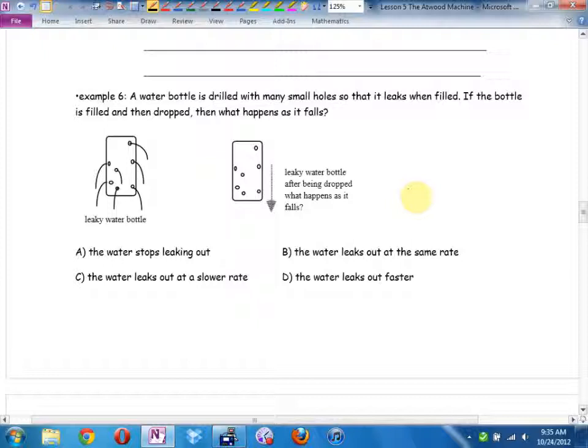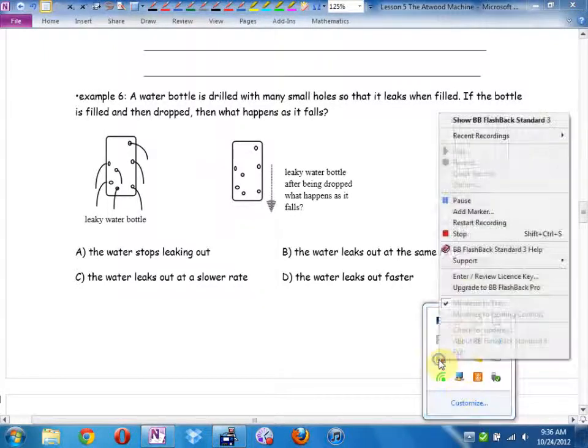I want you over here to put a little box in your notes, and I want you to write what you think the correct answer is. A, B, C, or D. So we're going to drop a water bottle with some water, and we're going to ask, what's happening here? Will the water, A, stop leaking out, B, leak out at the same rate, C, leak out slower, or D, leak out faster? Let's assume that there is a way, let's call her open. This sounds like a good idea.